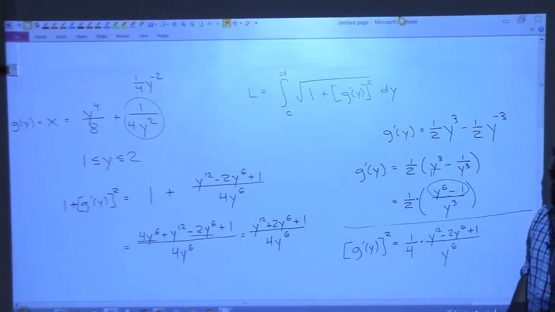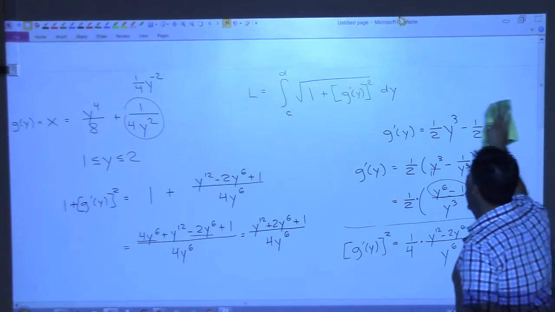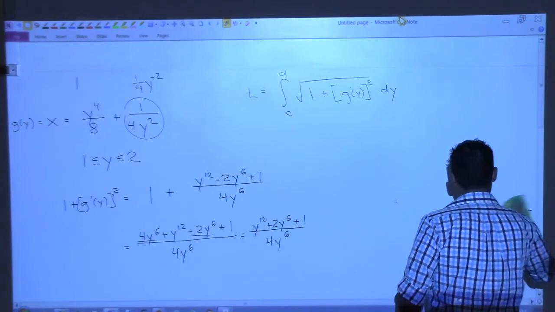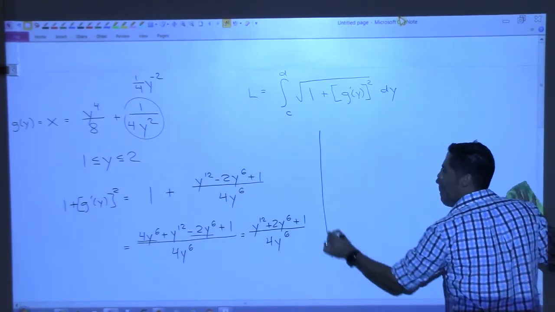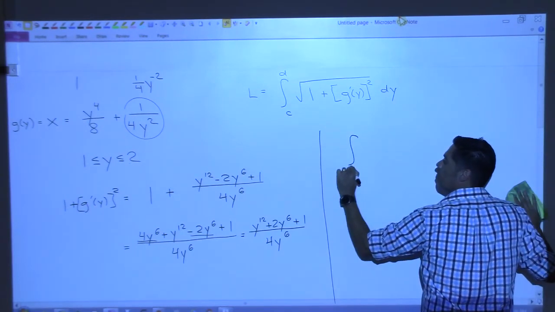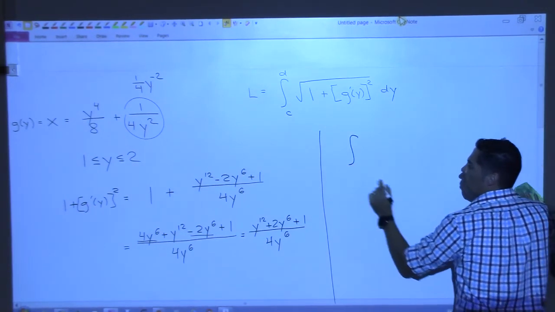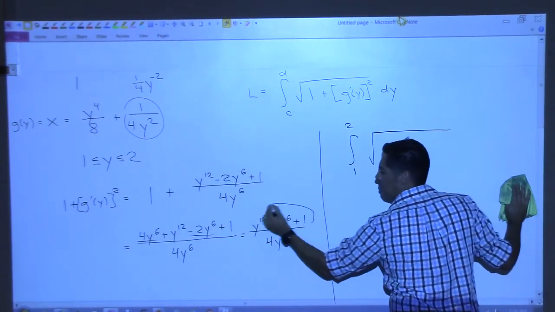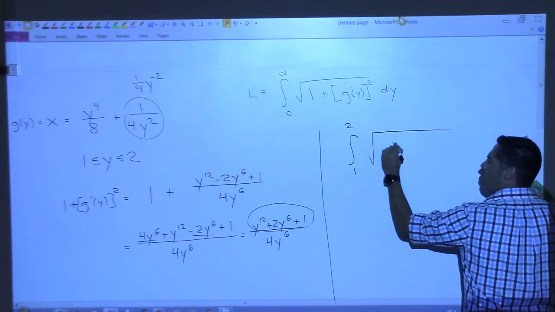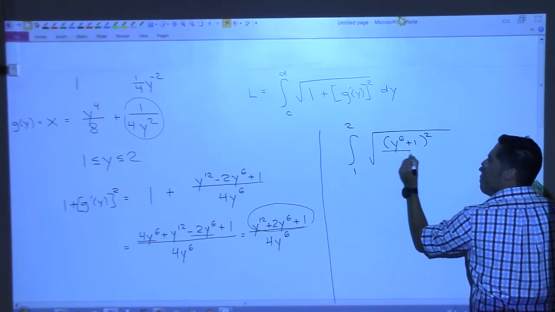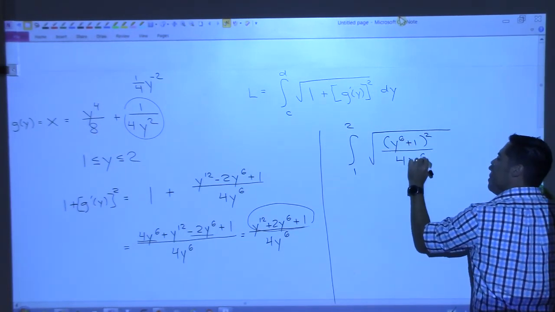So same story is going to happen on this problem. Very similar. It's just that we're doing stuff with y's instead of x's. All right, so let's do the integral. Any questions? Where are we going from here? Integral from 1 to 2, square root of, let's go ahead and factor this now. That's really y to the 6th plus 1 squared, and then over 4y to the 6th dy.